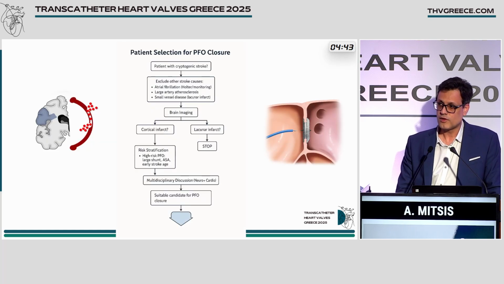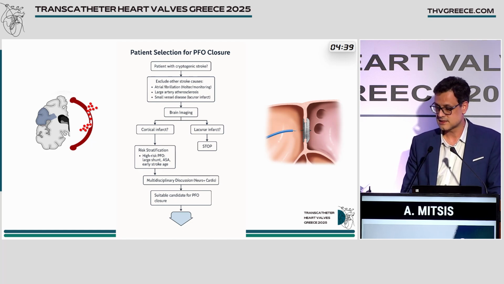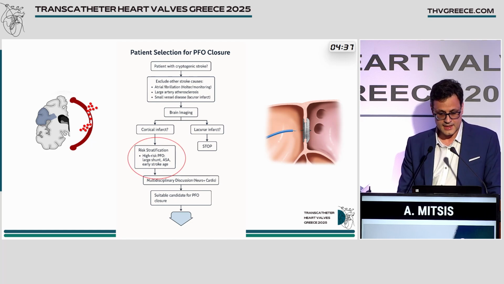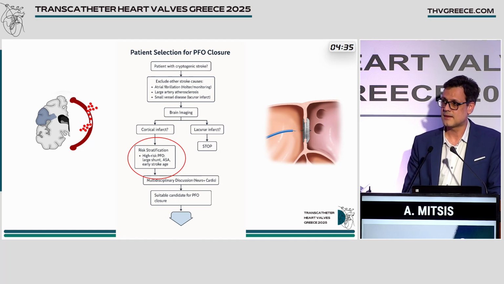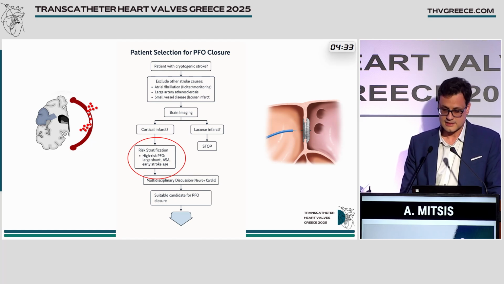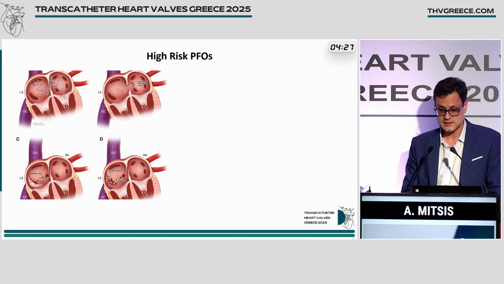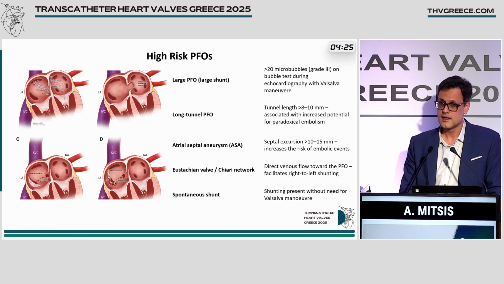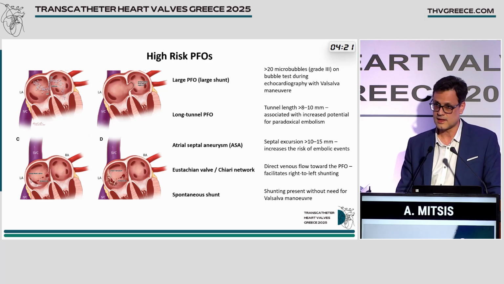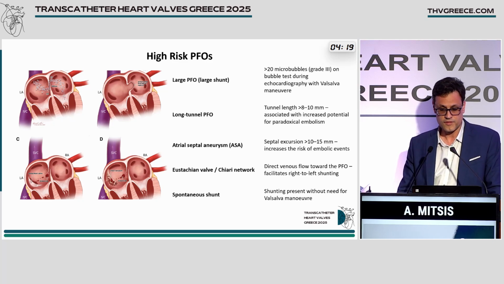So in the workflow of the selection of the patient, apart from the clinical characteristics that we discussed earlier, we have to take under consideration some special characteristics of the PFO itself. There are some PFOs that are considered high risk: the large PFOs, the PFOs associated with large tunnels, or with aneurysm of the septum.